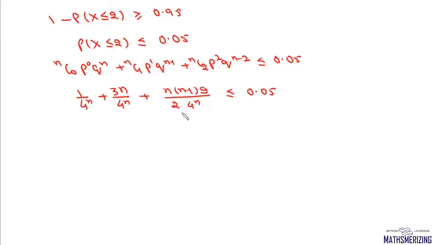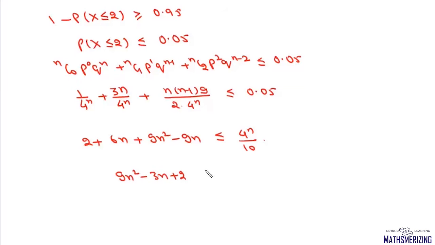Now if we take the LCM, we can write 2 plus 6n plus 9n square minus 9n. It should be less than or equal to 4 to the power n divided by 10. Or we can write this as 9n square minus 3n plus 2. It should be less than or equal to 4 to the power n divided by 10.